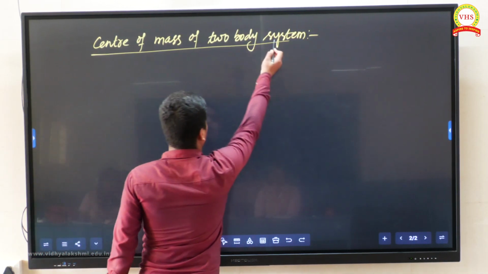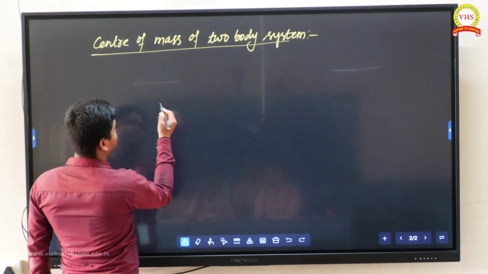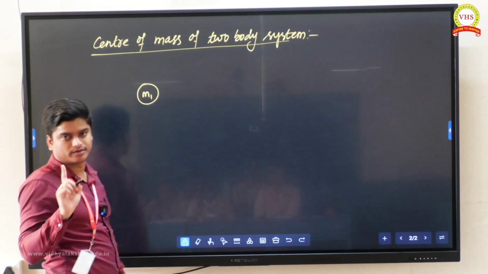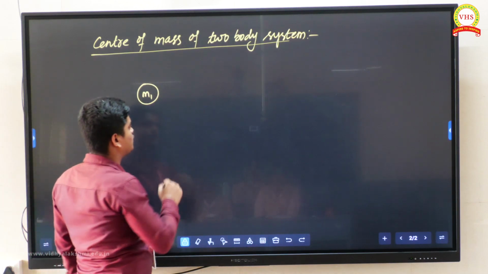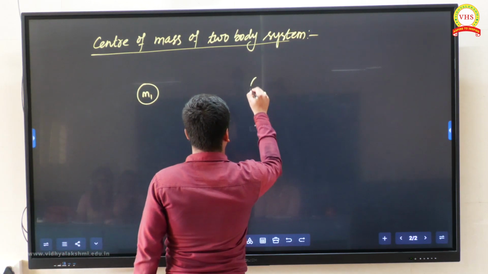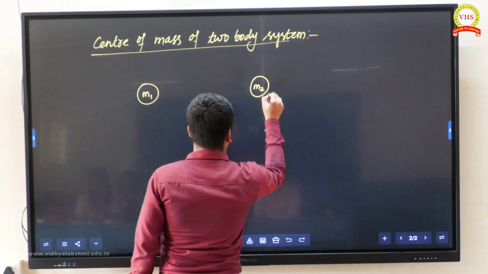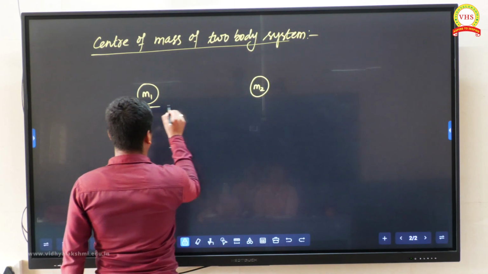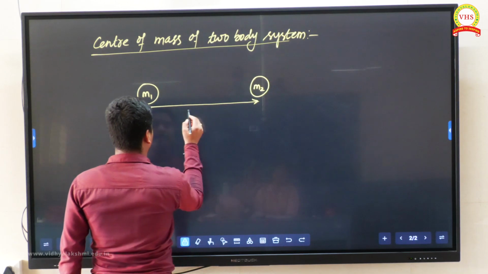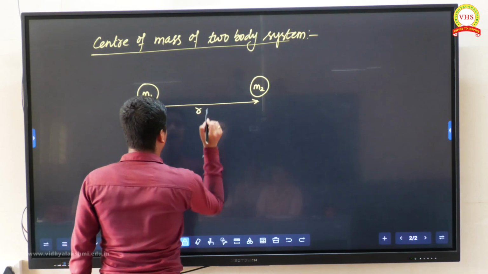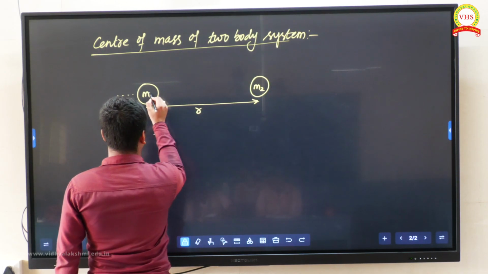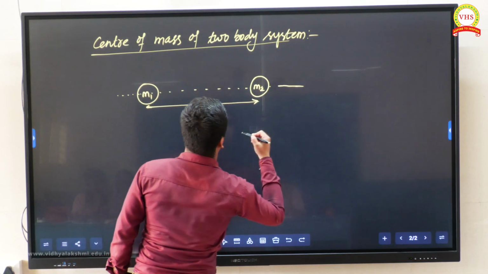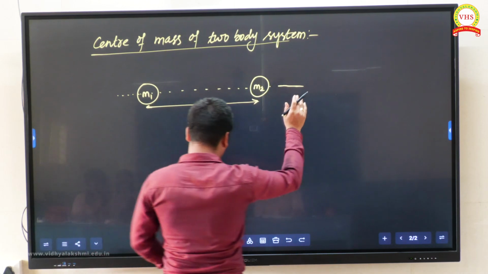Now here they are telling two-body system, so you take two objects here. One object mass is M1. You can consider it a point object, no worries. The other object is M2. Now the distance between them, let me take it as R. So two objects are there, and the distance is R.